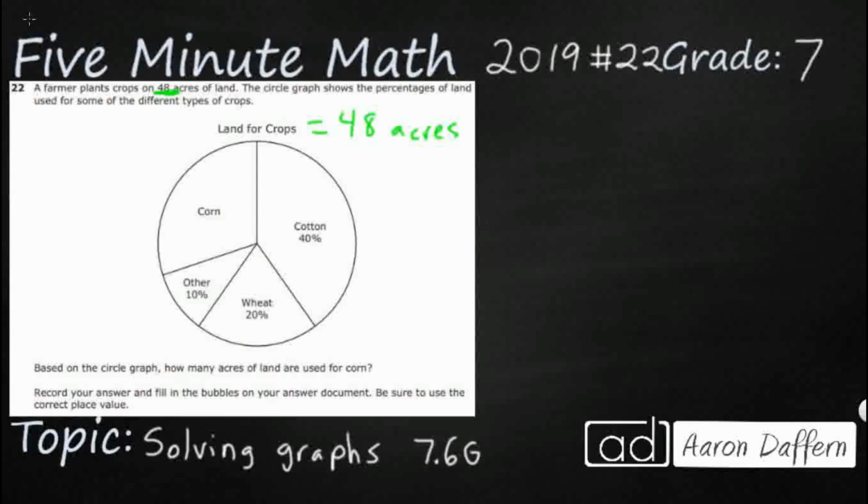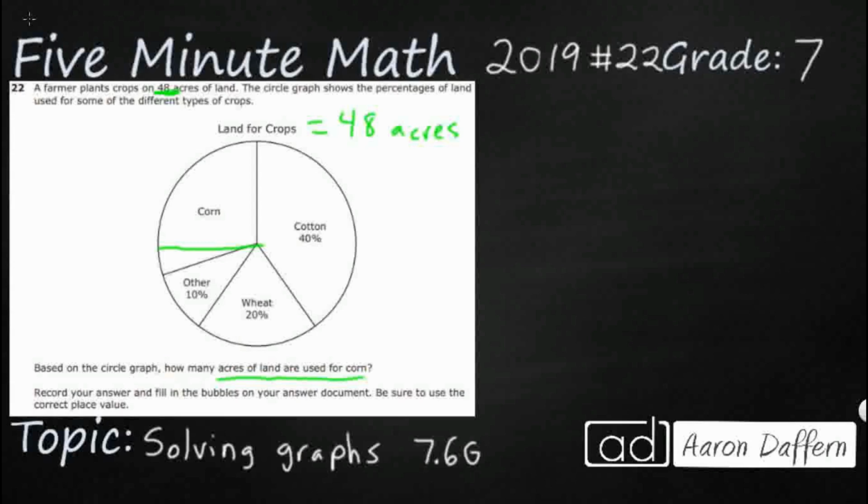It looks like it's going to be a little bit bigger than 25%, because if I were to kind of draw that line there, that looks like a quarter. So it's going to be slightly bigger, but we're going to figure it out with actual numbers rather than just eyeballing it. So we need to figure out how many acres of land are used for corn.